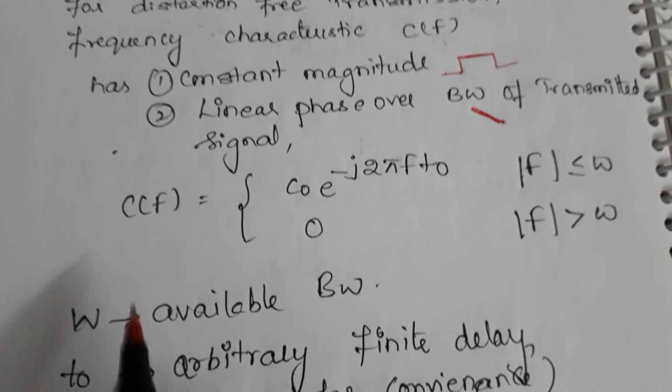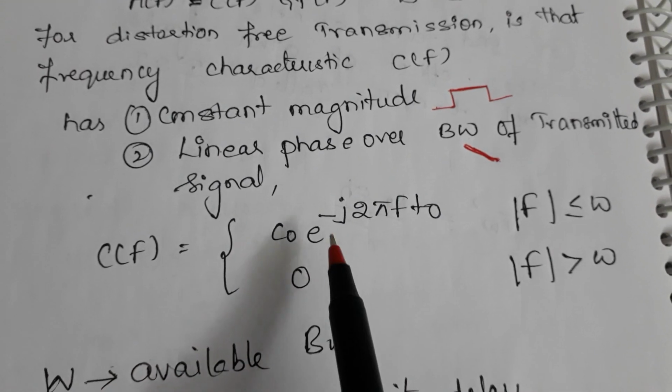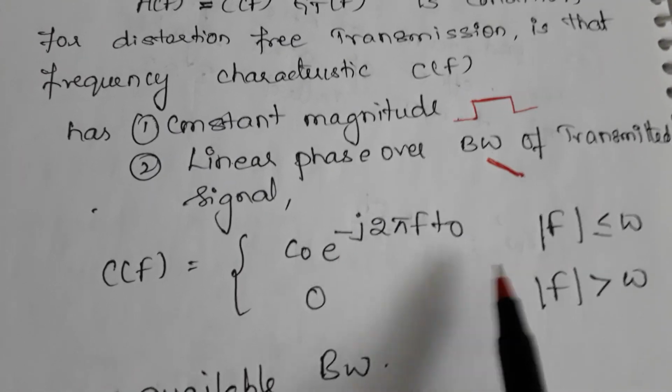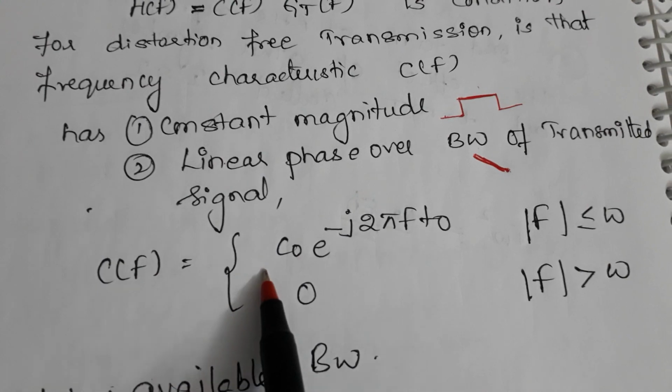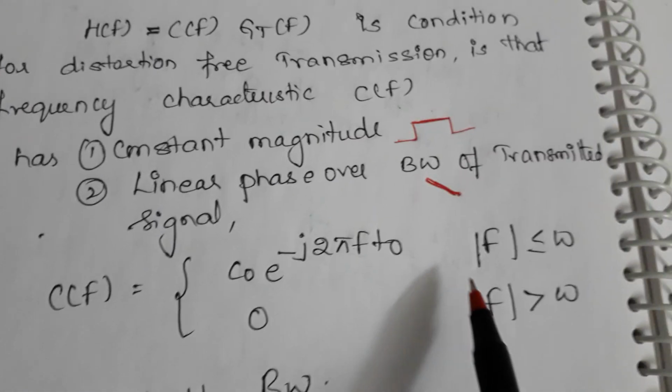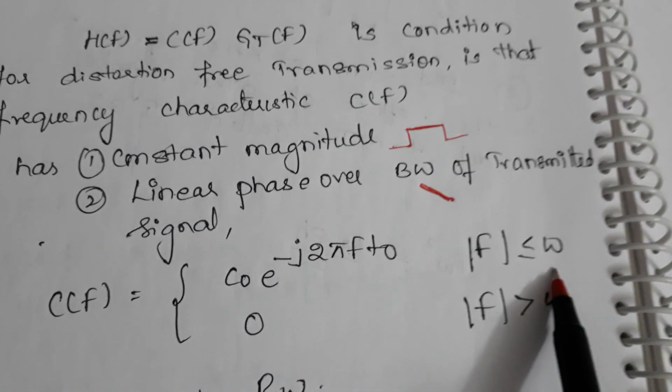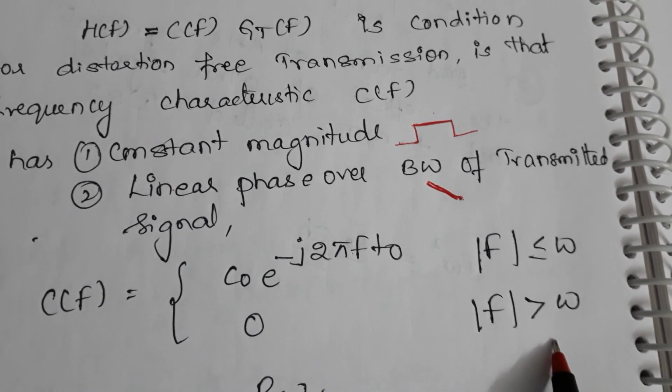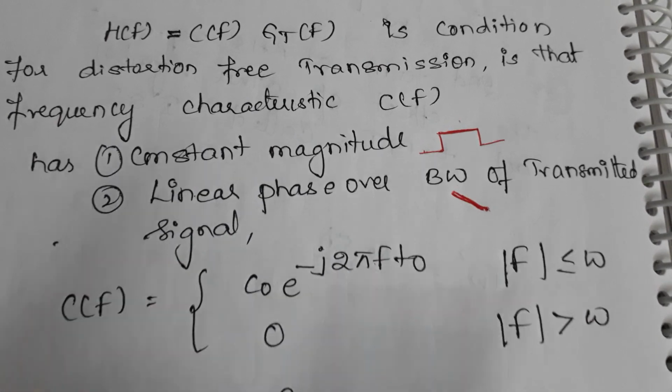Now after this, C of f is C naught e to the power of j 2 pi f t naught. Already I have explained, C naught is the amplitude, e to the power of j, right? Filter characteristics: for f less than or equal to W, you will have this characteristic. For f greater than W, the filter characteristic is 0.